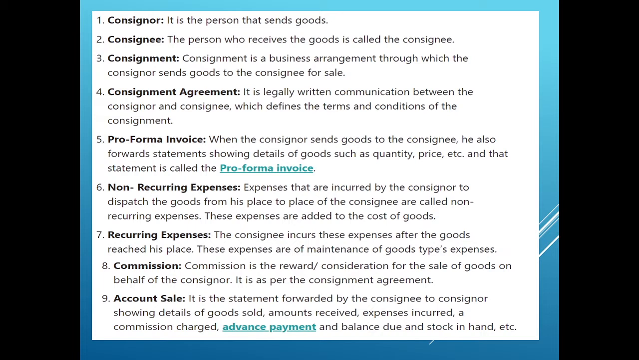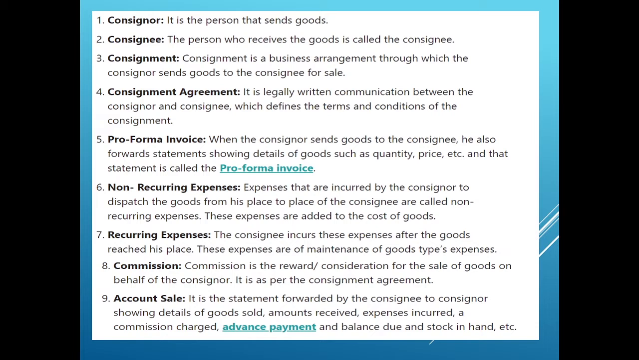Consignment agreement means it may be either legal or oral, with terms and conditions. Pro forma invoice means when the consignor sends goods to the consignee, he also forwards a statement showing details of the goods such as quantity, price, etc. That statement is called a pro forma invoice. In our terms, it is called a bill, which consists of quantity, price, etc.